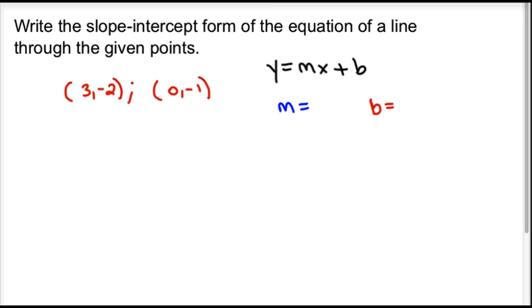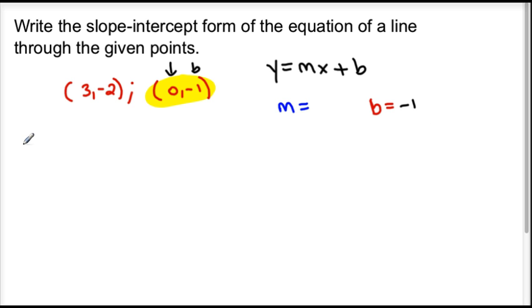Even though I'm given 2 points here, pay close attention. Is 3, negative 2 a y-intercept? Well, the x-coordinate is not 0, so it's not. Is 0, negative 1 a y-intercept? In this case, yes, we have a y-intercept here. We have the 0 where we need it. So my y-intercept is negative 1. So we're partly done. All we need now is just a slope.